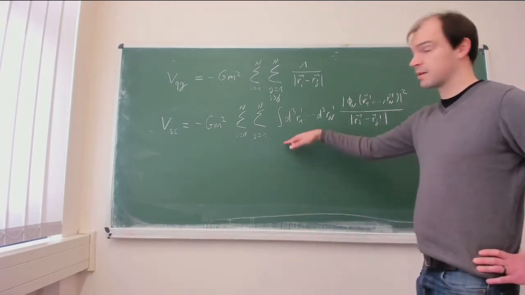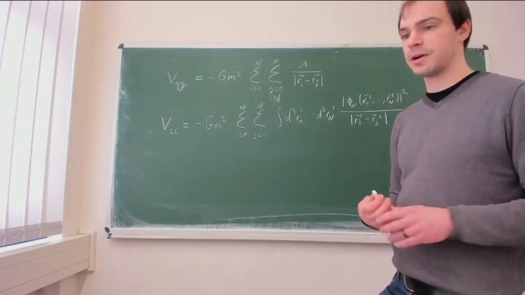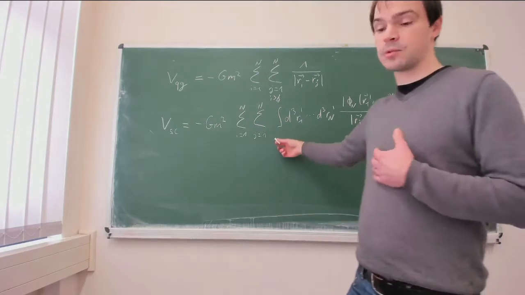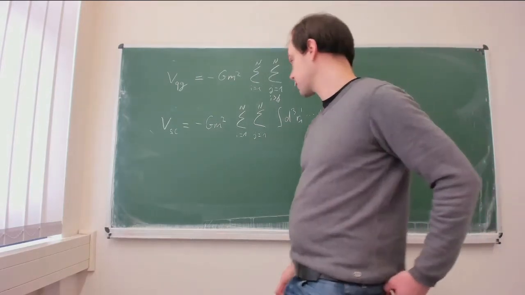And the interesting thing is that for semi-classical gravity we will find that it is non-zero. So the first thing we do is we write this in center of mass coordinates.